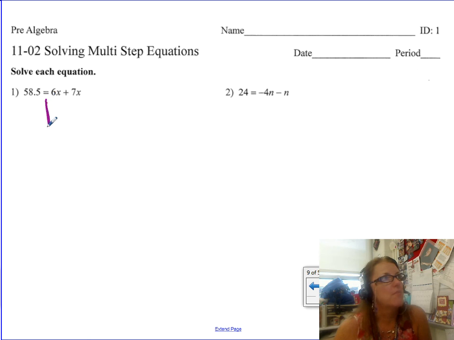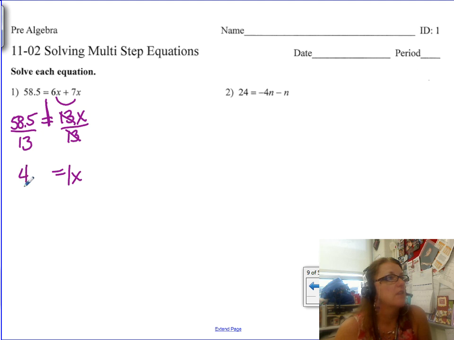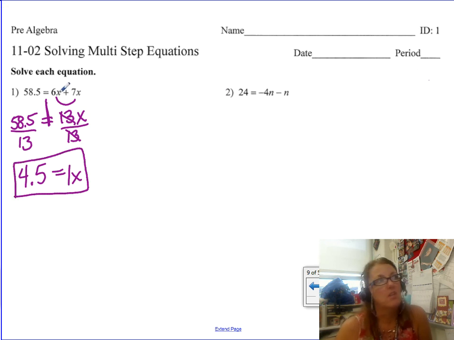Problem number 1, draw the bar underneath. Combine like terms, so that's 13x equals 58.5. Then to solve for x, you divide by 13. 13 over 13 is 1, so that gives me a 1x. Grab your calculator and figure out how many times 13 goes into 58 and a half. 52, 6 and a half. I think you get 4.5. Okay? Grab your calculator and check your answer by plugging that in and see if you get 58.5.